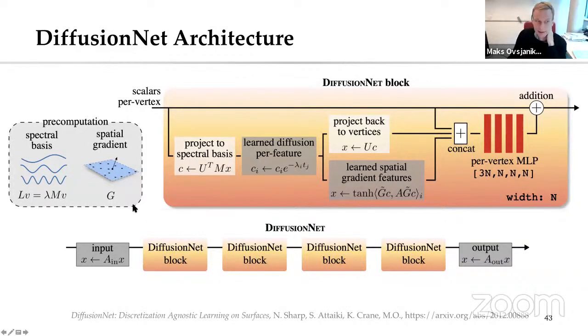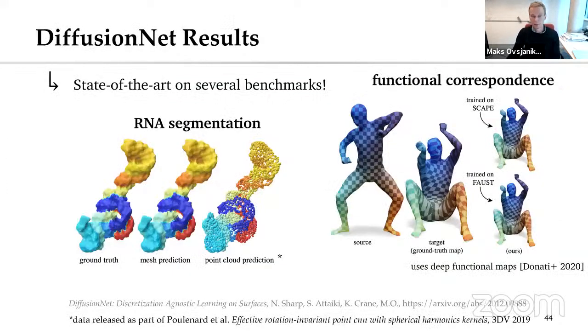Okay, so this is the overall pipeline, and this is a single DiffusionNet block, and you can put many blocks on top of each other. We then applied this idea on many different tasks, for example RNA molecule segmentation and functional correspondence. There are many results in this arXiv paper, but for each of these we achieved state-of-the-art results. So let me show a couple of these results.